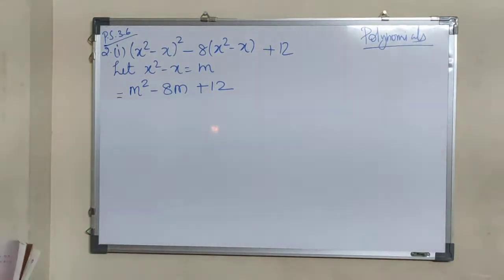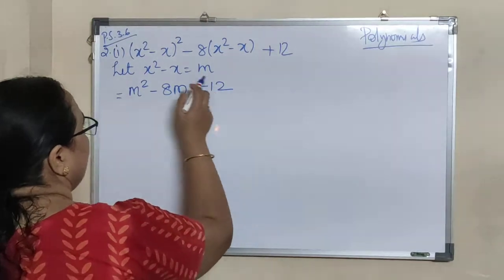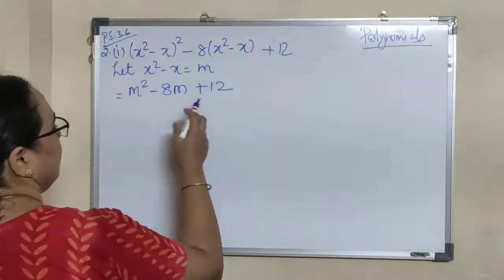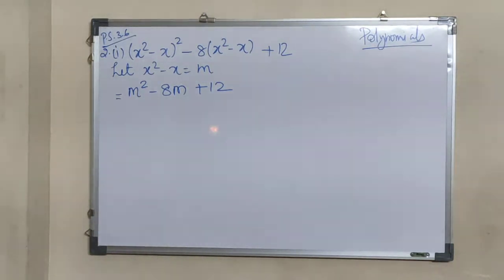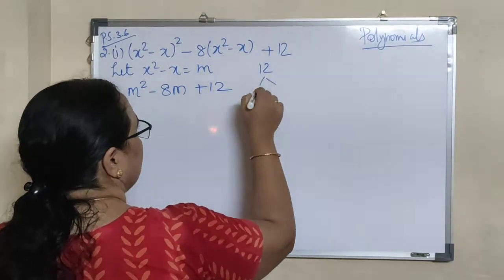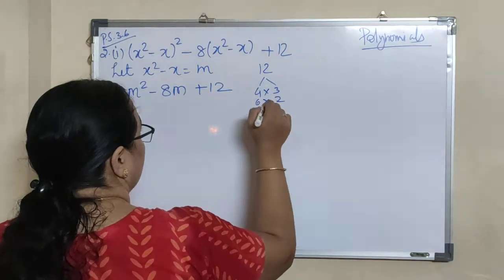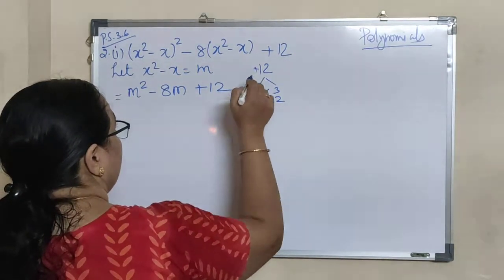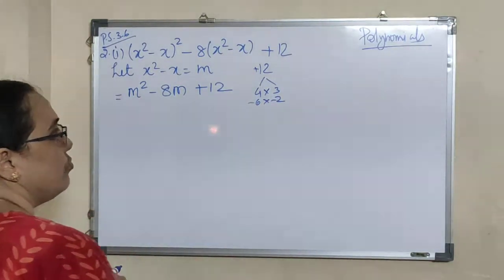Now, agreed? Have you understood? This looks similar now, no? You have done the same type of sum in the first part. Split the last term to get the middle term. Now for 12, the splitting possible is 4 3s are, 6 2s are. You have a plus 12 but you want minus, so minus 6 minus 2.